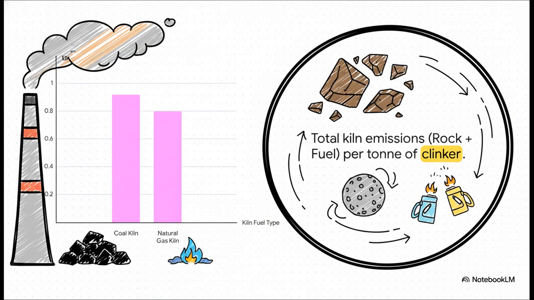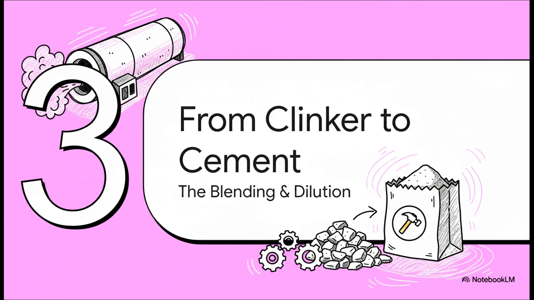So let's see where that puts us. Here are our new totals. If you take our unavoidable rock emissions and add the fuel, you can see that 1 ton of clinker from a coal plant now sits at 0.92 tons of CO2. And for a natural gas plant, it's a little better, at 0.80 tons. But hang on, we're not quite done.